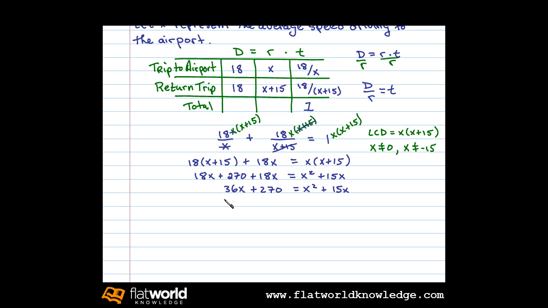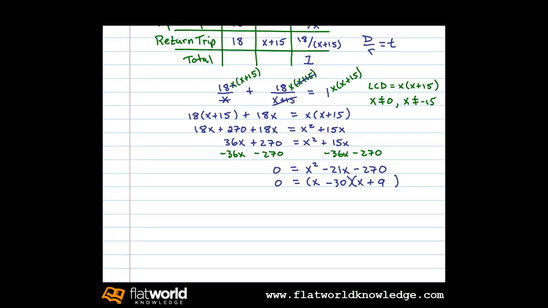To obtain standard form equal to 0, we subtract 36x on both sides and also subtract 270. That'll leave us with 0 equals x squared, 15x minus 36x is negative 21x, minus 270. Factoring, we have, well, x squared factors x times x. And 270 factors 30 times 9. So we could write x minus 30 times x plus 9. Negative 30 times positive 9 is negative 270, and negative 30x plus 9x is negative 21x.